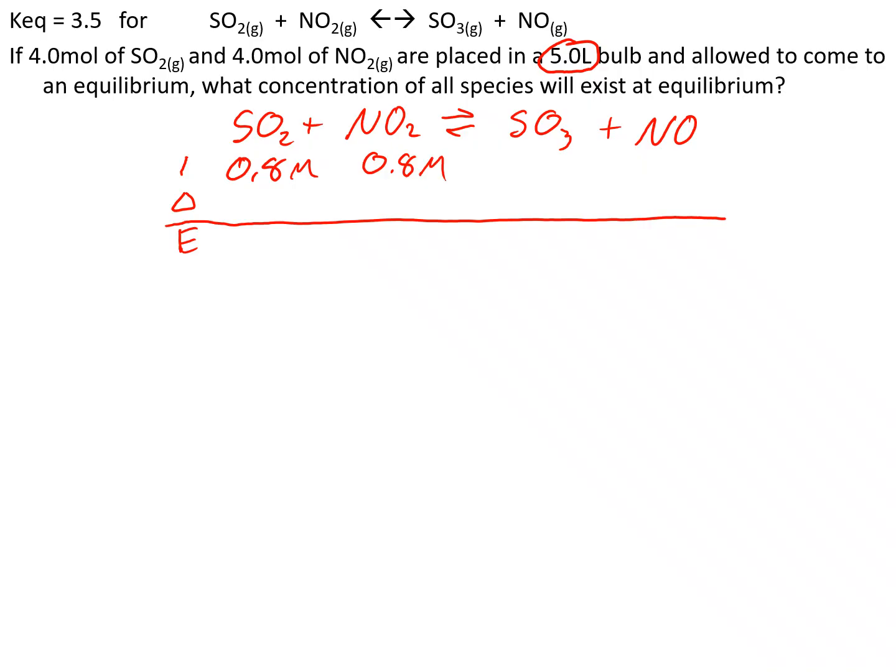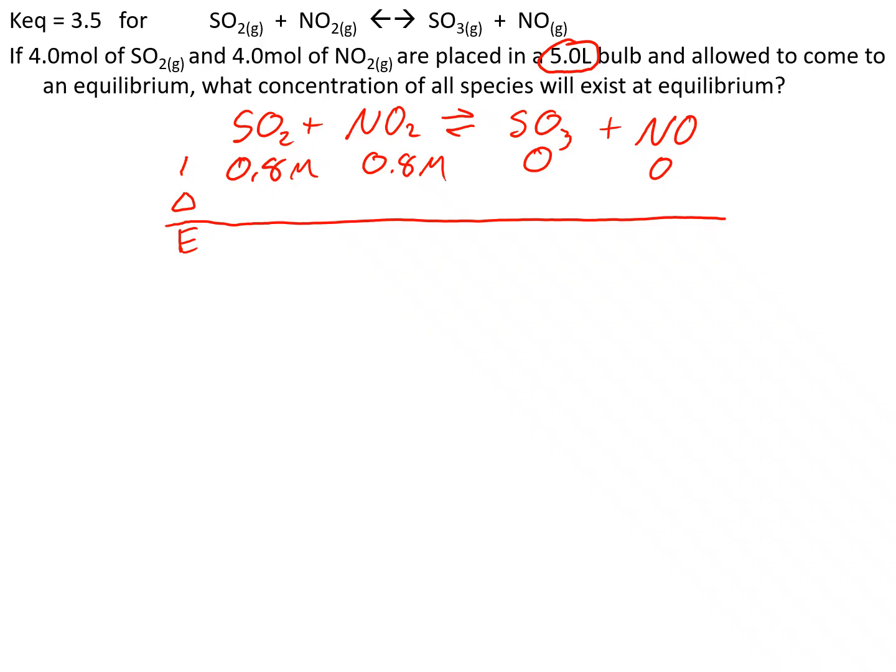Okay, so now that I went 4 divided by 5, I get my 0.8 molarity, and it doesn't say anything else. It says it wasn't at equilibrium, and this implies that we started with these things, but we had none of these things. We can put zeros there. We didn't have any of that. And then it says what concentrations of all the species will exist at equilibrium.